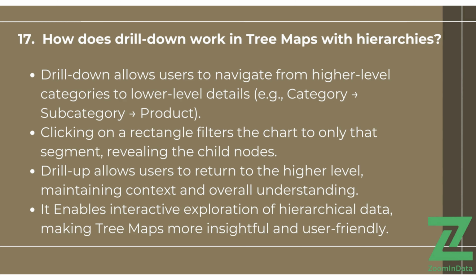17th question. How does drill down work in tree maps with hierarchies? Drill down lets viewers move from a higher level category to more detailed levels, such as going from category to subcategory and then to product. When a user clicks a rectangle, the tree map focuses on that specific segment and shows the lower level items connected to it. Drill up allows the user to go back to the previous level while still keeping the overall context. This feature makes tree maps interactive and helps viewers explore hierarchical data more clearly and easily.